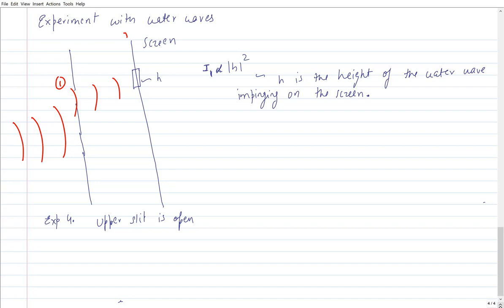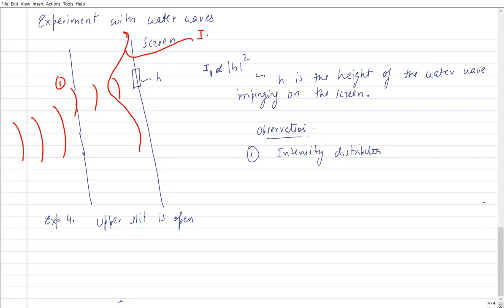Very good. So, what are the observations I can make? Well, certainly like I had a probability distribution, I have an intensity distribution over here. Again, you can expect this looks exactly like the probability distribution in the previous case. Qualitatively, this is my I1.